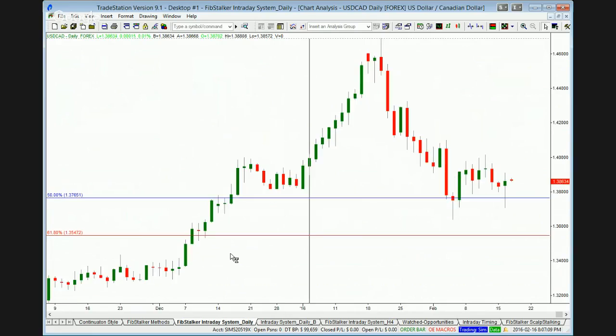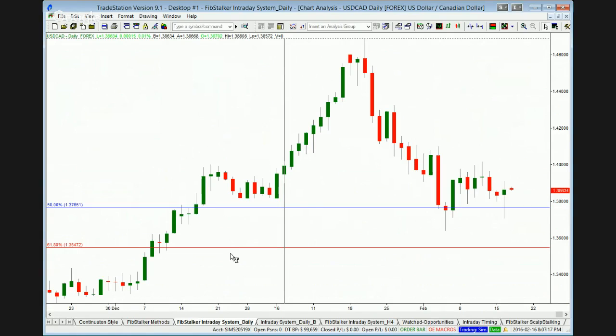There is real participation at this level. It's the second time the market has dipped into the level. Might not be the last time. It's only the second time that has happened. And we got strong participation.